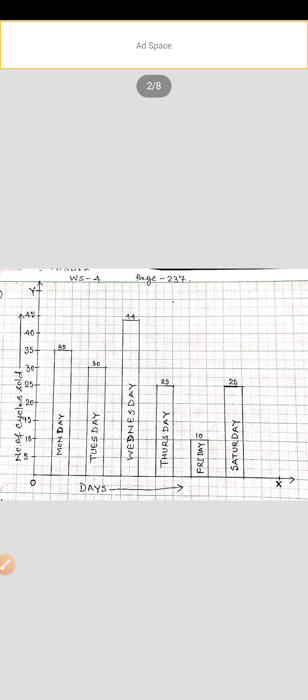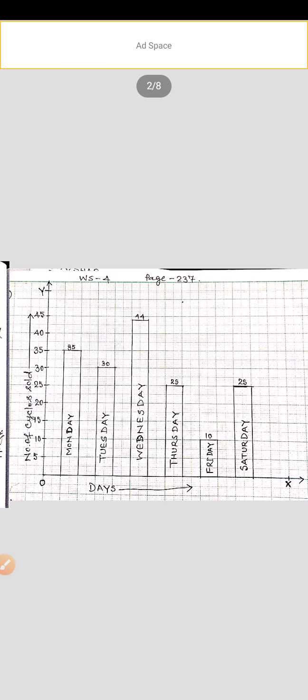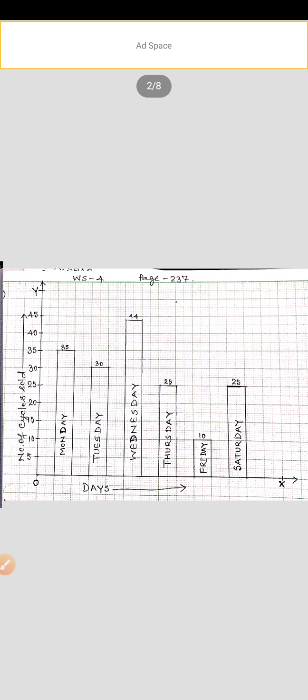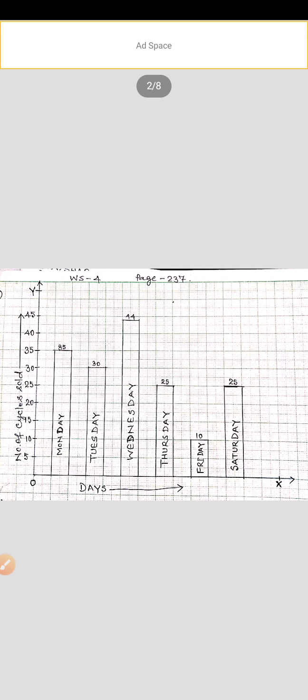that is, 1 centimeter equal to 5 cycles sold. So on the y-axis: 5, 10, 15, 20, 25, 30, 35, 40, 45, and on the x-axis the names of the days: Monday, Tuesday, Wednesday, Thursday, Friday, Saturday are shown.